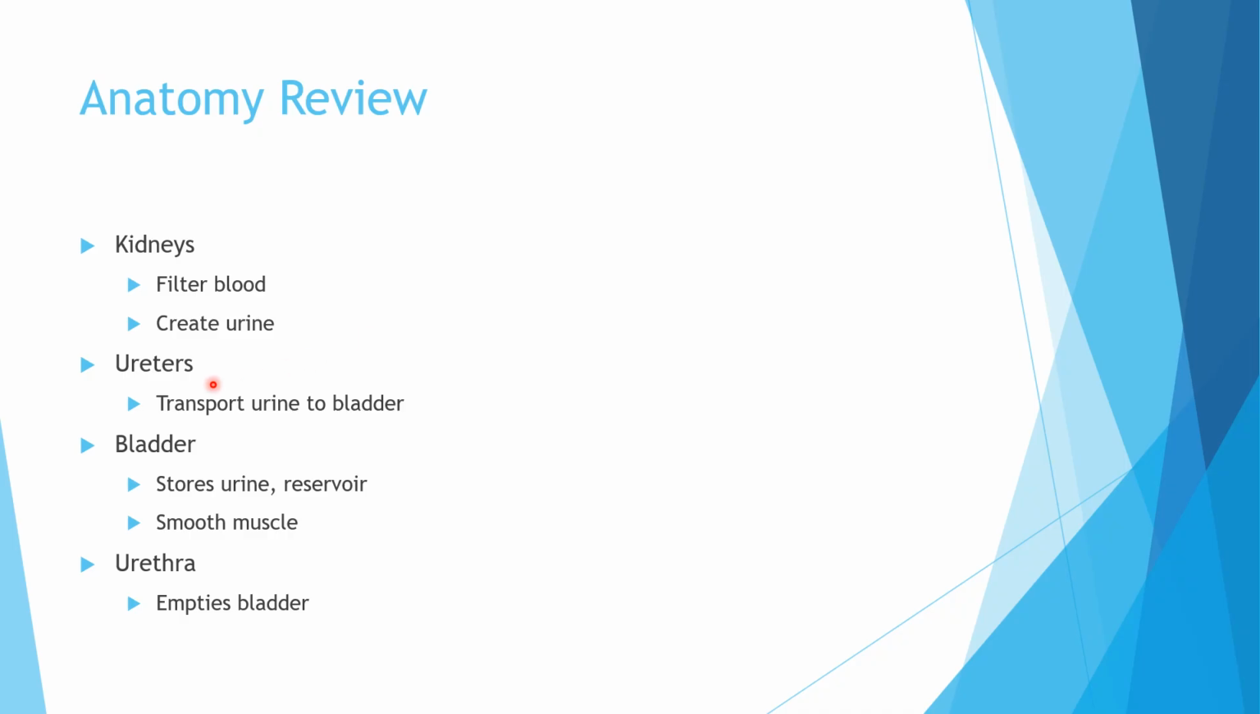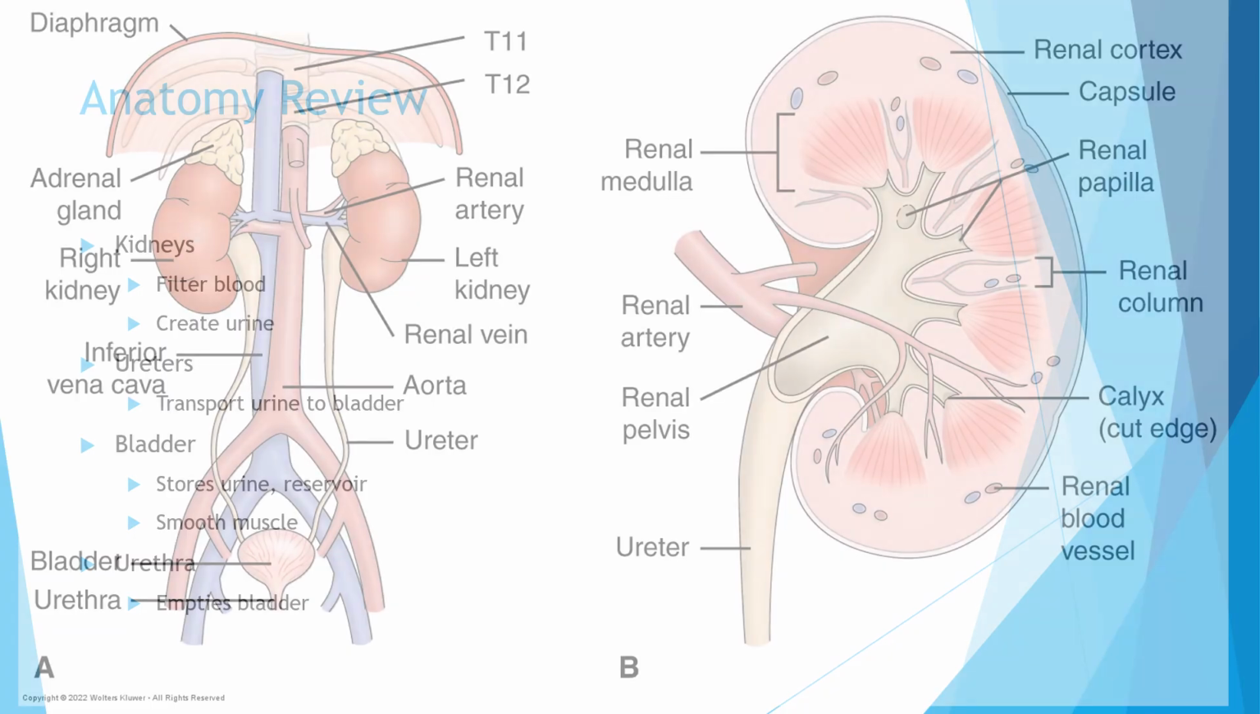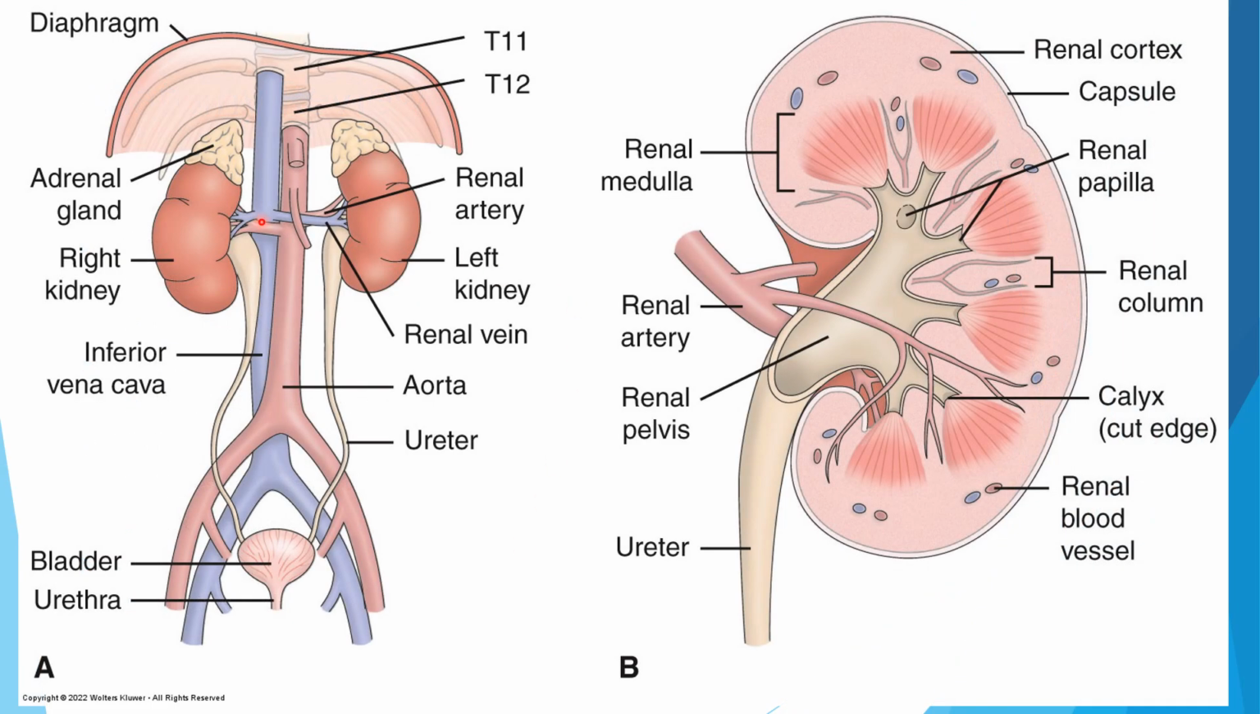We have two ureters that are going to transfer urine to our bladder. Our bladder is a reservoir. It stores urine. It's made of smooth muscle tissue. And then our urethra, which is going to empty our bladder so we can void or excrete our urine. So here's a picture, right? Our kidneys are fed by the renal artery and drained by the renal vein, then the ureters and bladder.